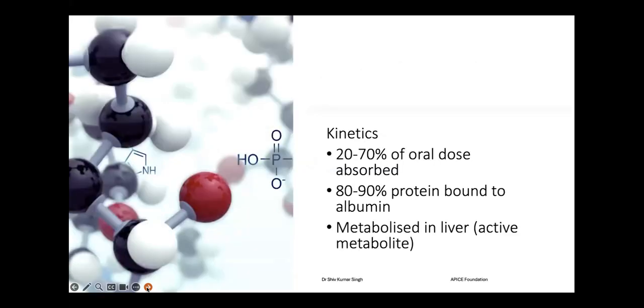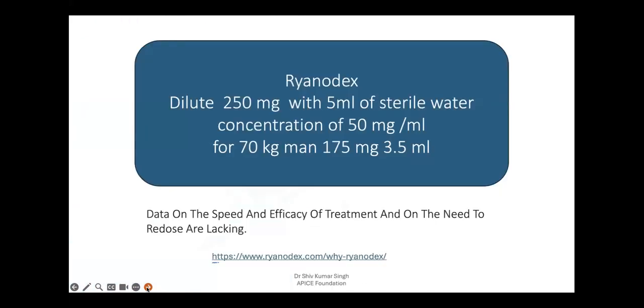As far as pharmacokinetics is concerned, if they are using the oral dose, like I said, it can be used as a preventive measure. So 20 to 70% of the dose is absorbed. And it is 80 to 90% protein bound to albumin, and it is metabolized in the liver to active metabolites. So its effect can actually last.